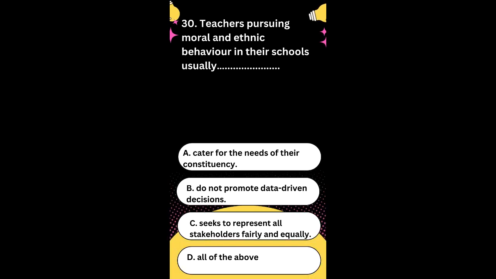30. Teachers pursuing moral and ethical behavior in their schools usually: A. Cater for the needs of their constituency. B. Do not promote data-driven decisions. C. Seek to represent all stakeholders fairly and equally. D. All of the above.